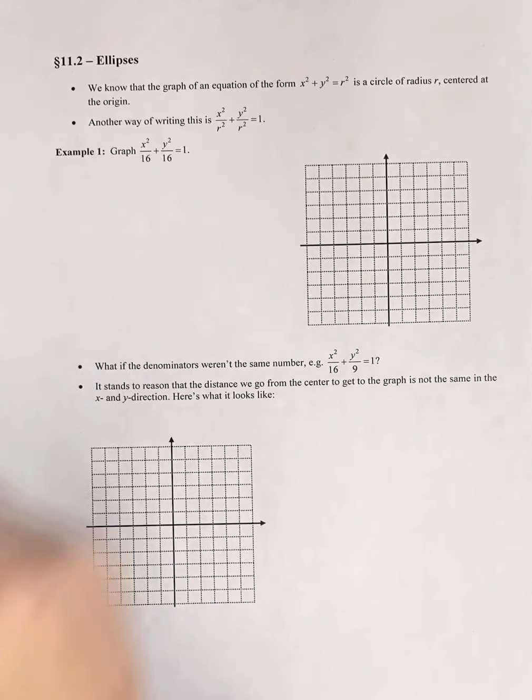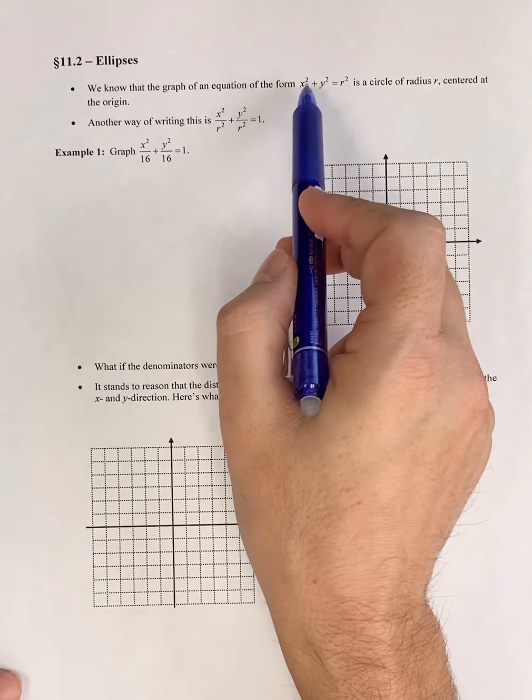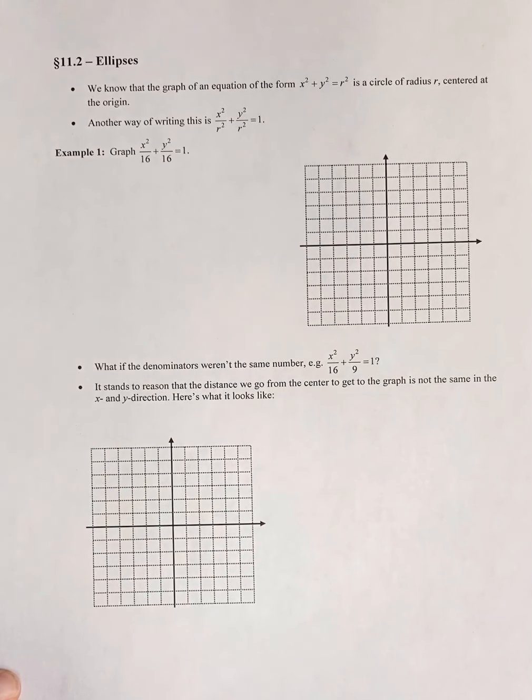In this section, we'll be looking at ellipses. And I want to introduce ellipses by way of thinking of them as just a squished form of a circle. So we know that an equation of the form x squared plus y squared equals r squared is a circle of radius r centered at the origin. We went over that in our second pass through section 1.9.